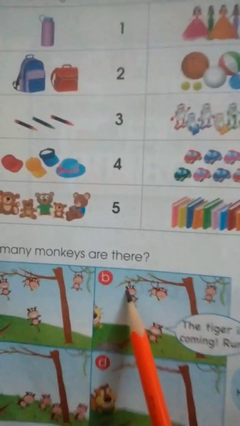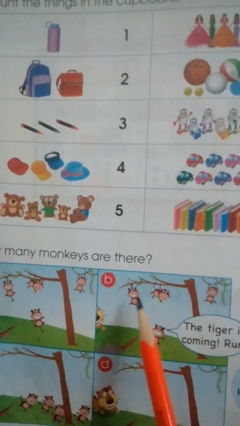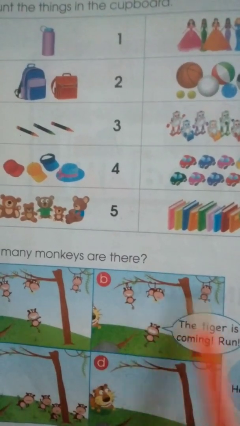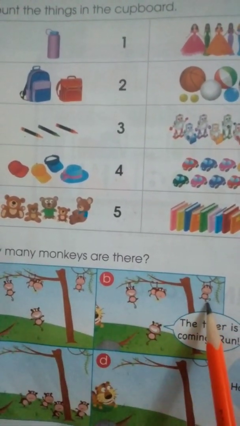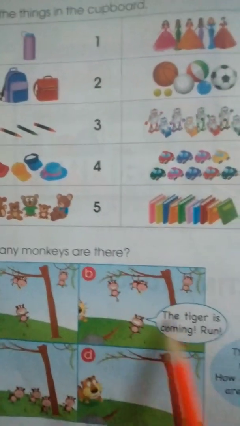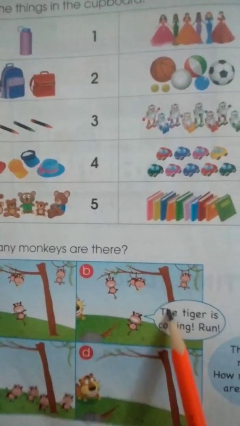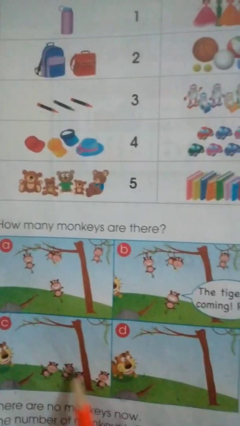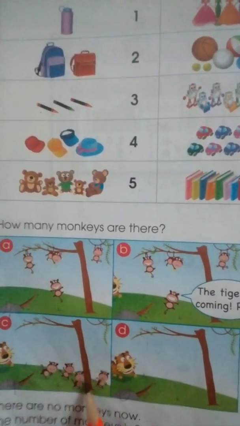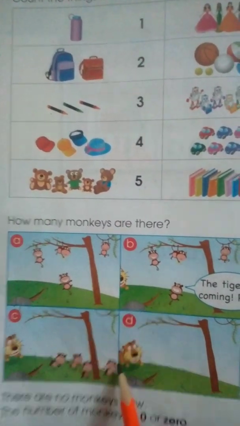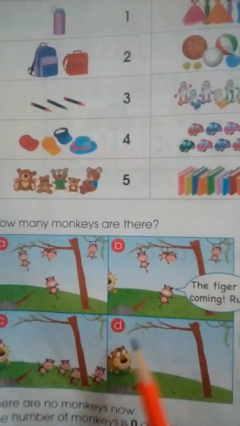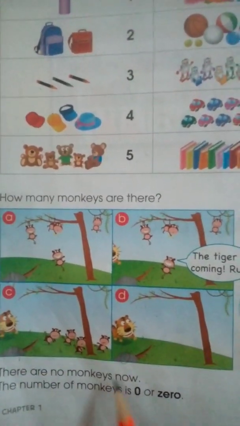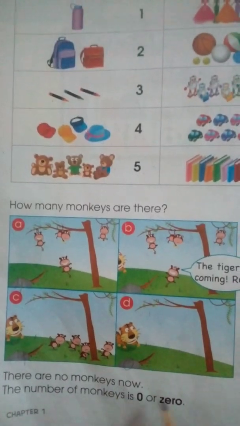In B, let's count how many monkeys are there. 1, 2, 3, 4. There are 4 monkeys. 3 are hanging on the tree and 1 is on the ground. But the monkey on the ground says, the tiger is coming. Run. In picture C, there are also 4 monkeys. Let's count 1, 2, 3, 4. But in picture D, there is no monkey because the tiger came. Now the number of monkeys is 0.